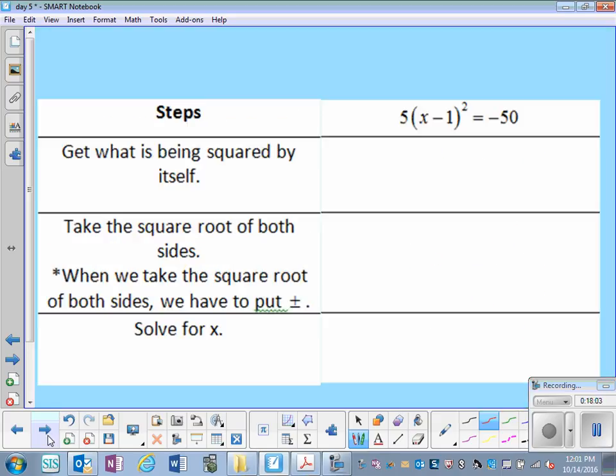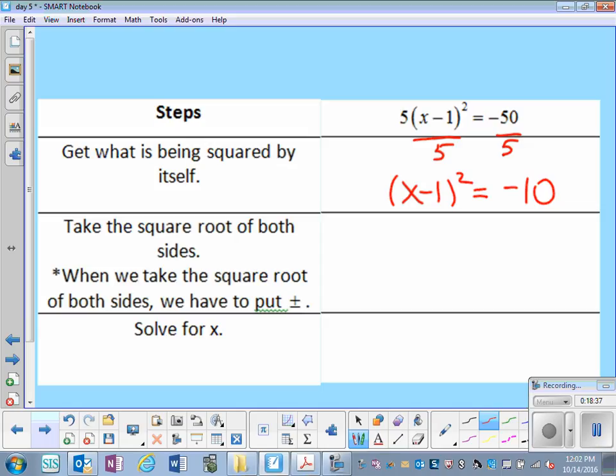So let's look at the second example. Same steps. The first step is to get what is being squared by itself. How do we do this? I only want to see what is squared on this side. We divide by 5. So what's left is (x minus 1) squared equals -10, right? The first step is done. I only have the perfect square on this side.